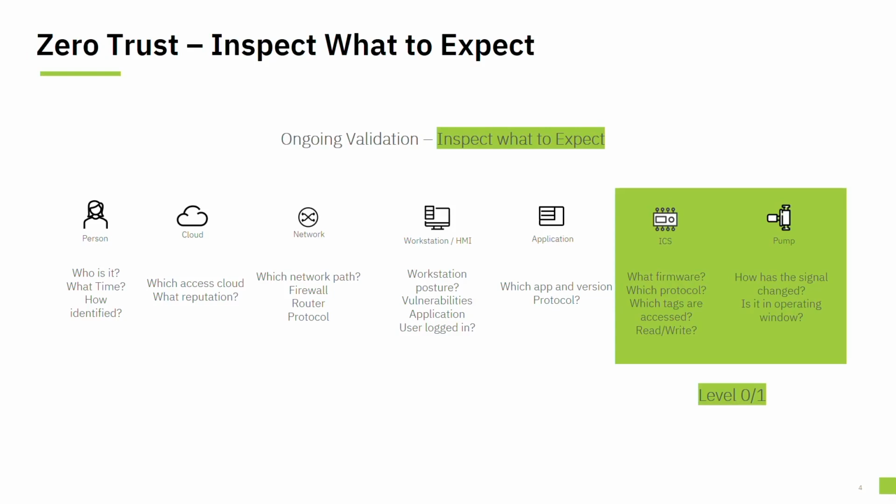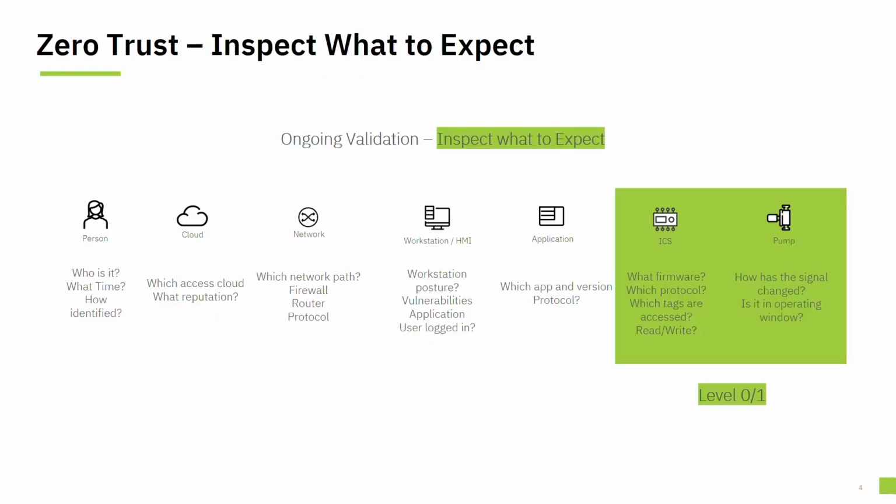You want to inspect as much as you can. You want to validate. You want to look at who is accessing it. How did they get to it? Which cloud did they come from? What's the network path? What are the firewall configurations? Which protocol? How vulnerable are our workstations? What applications are running on it? Who's logged in? And then what protocol? And which PLC are they connecting to? Is there a vulnerability on the PLC? And then what kind of OT protocol are they using to program that PLC?